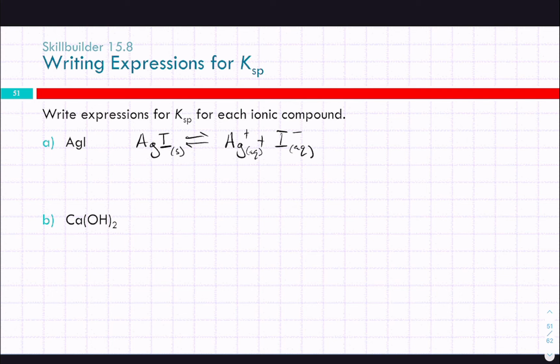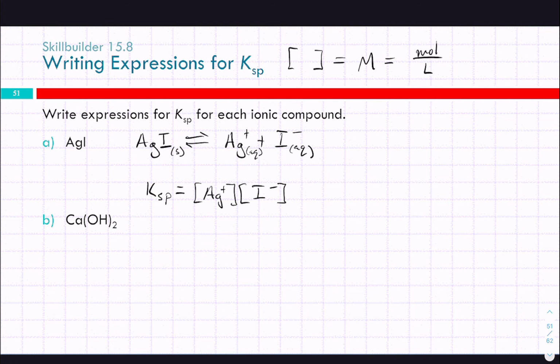When you get that far, now we just write, just like we would for Keq, but now it's specifically Ksp. So this will be the concentration of Ag+ times the concentration of I-. And just as a reminder, brackets equals molarity, concentration in molarity, which is also moles over liter. Never forget. That's it for A.